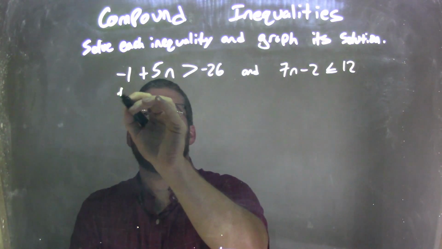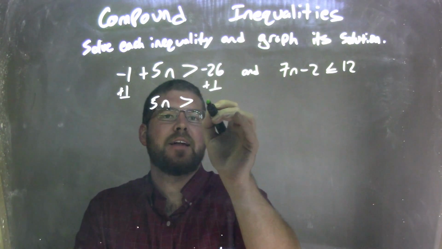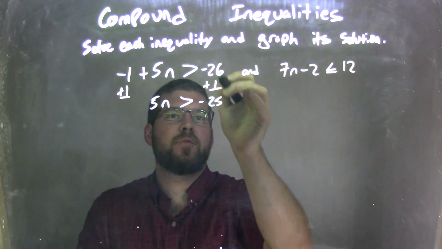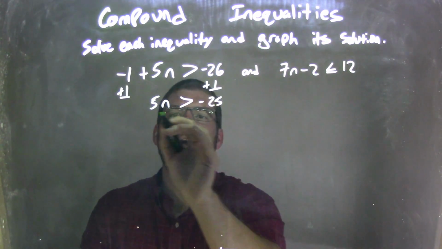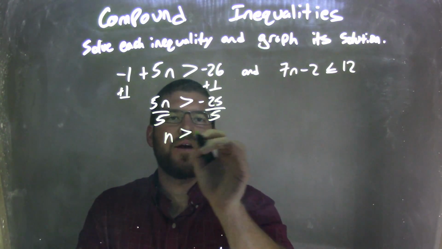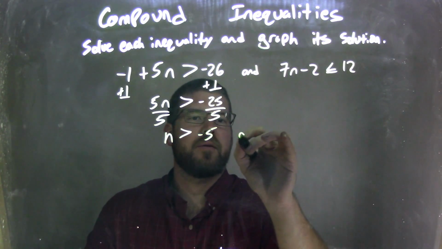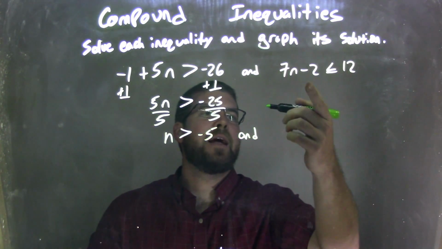So I'm going to add a 1 on both sides for this first one, leaving me with 5n is greater than -25, right? Because -26 plus 1 is -25. And I divide by 5 on both sides, giving me n by itself here is greater than -25 divided by 5, which is -5. Okay? So now I'm going to solve this one.